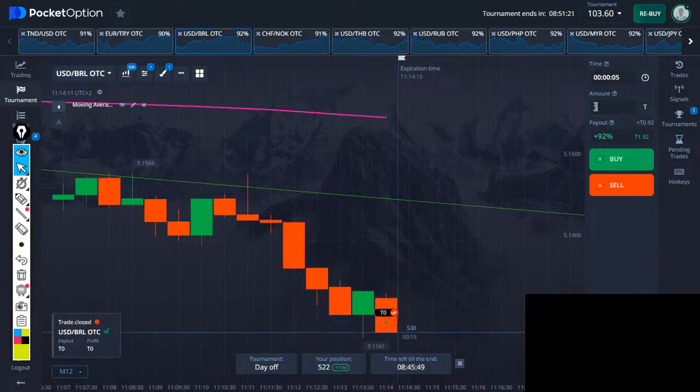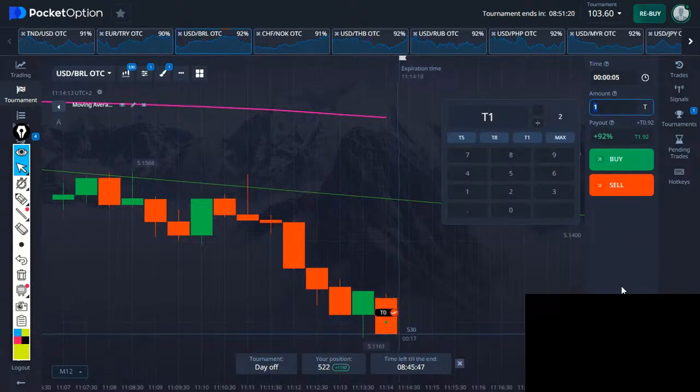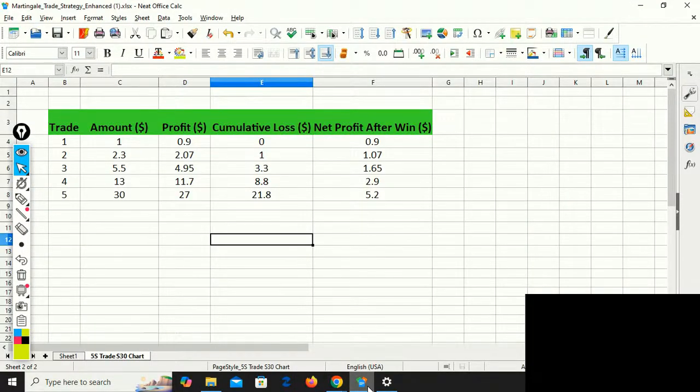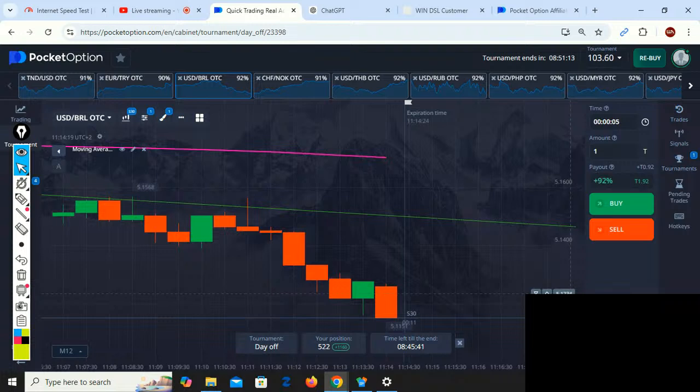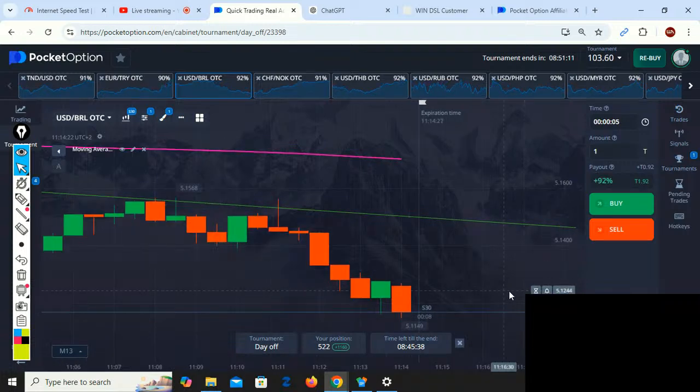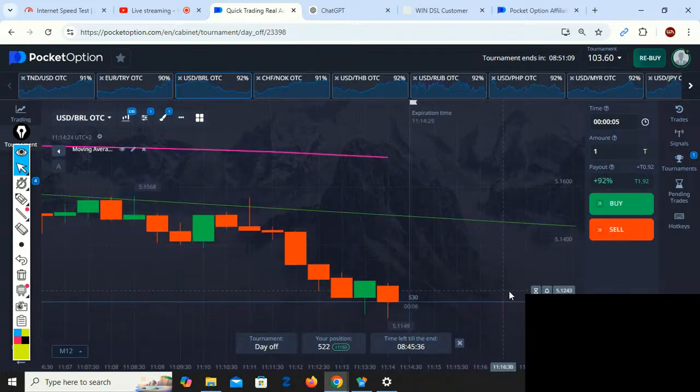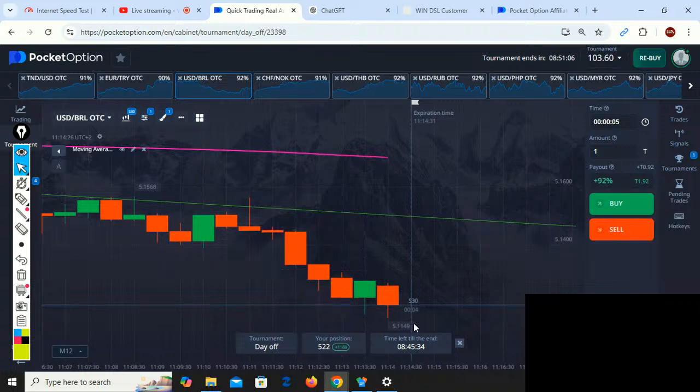And it's a loss. So now that you have a loss, we increase the amount to 2.3 as per the Excel sheet. Yes, 2.3. I will wait. I want red. I want to take a sell or a buy in this case because we are close to a rejection area.